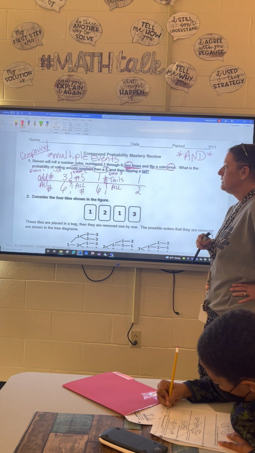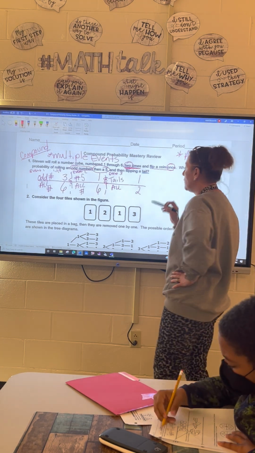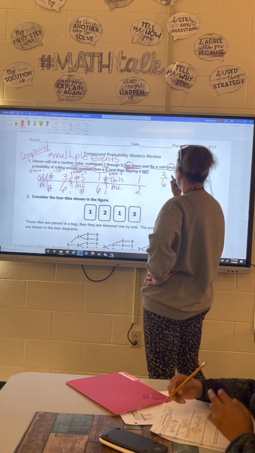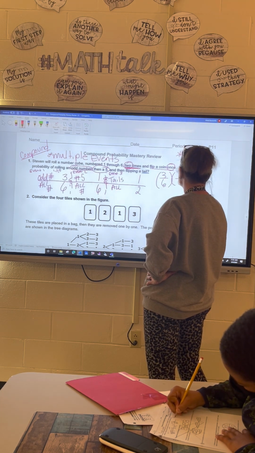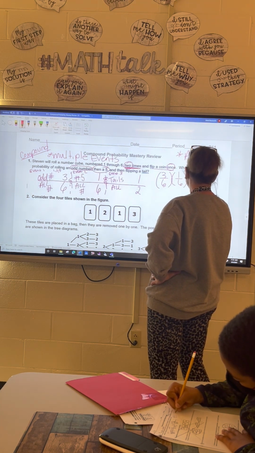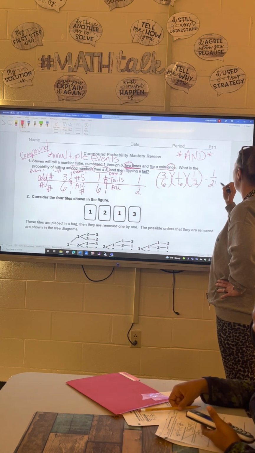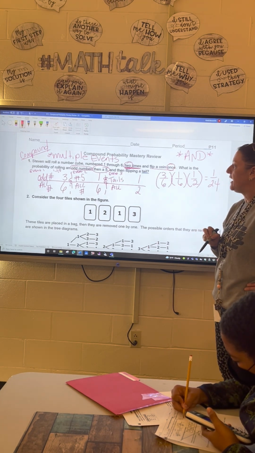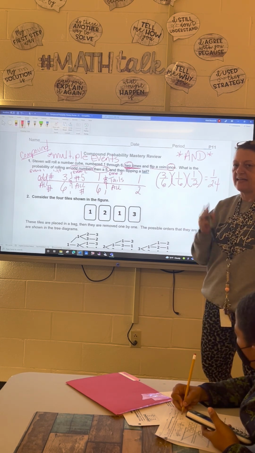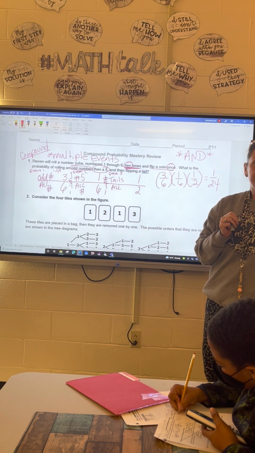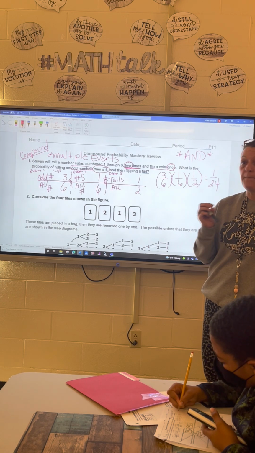Okay? So I'm going to take those 3 events: 3 out of 6, 1 out of 6, and 1 out of 2. Multiply them together, and I get 1 out of 24. And that is the probability of getting an odd number, the number 5, and tails. And that is compound probability.